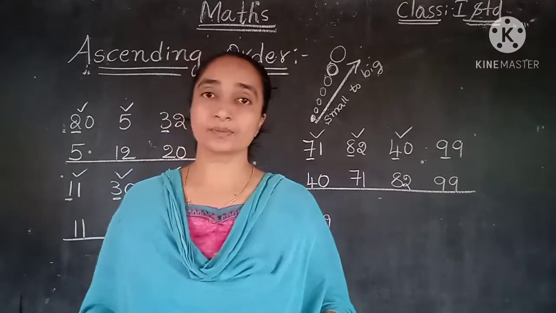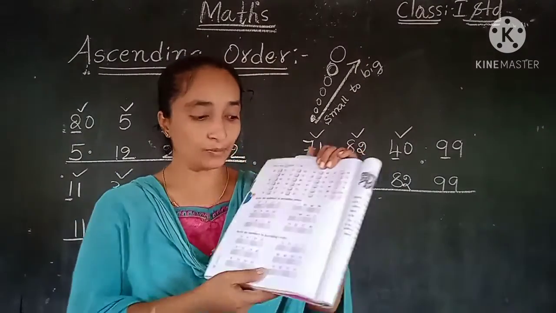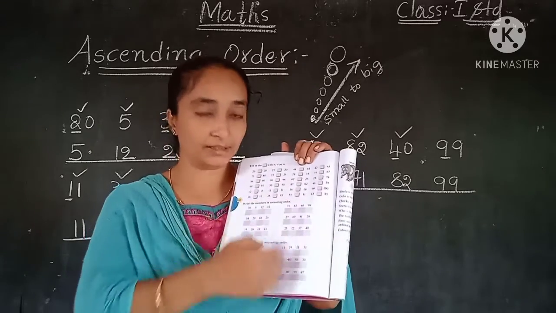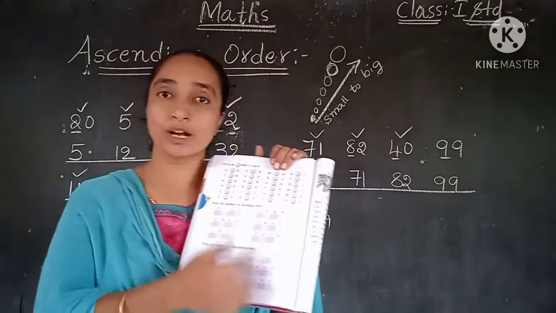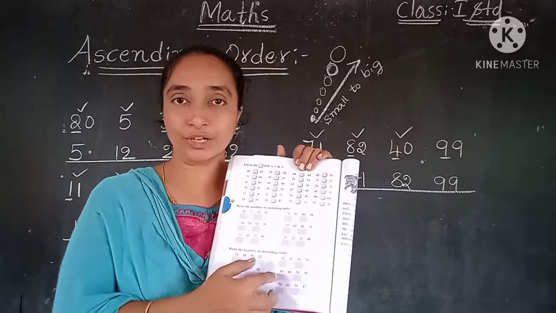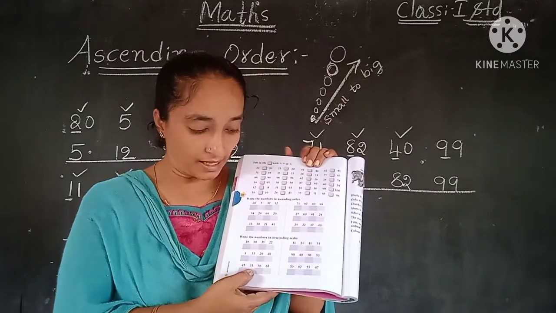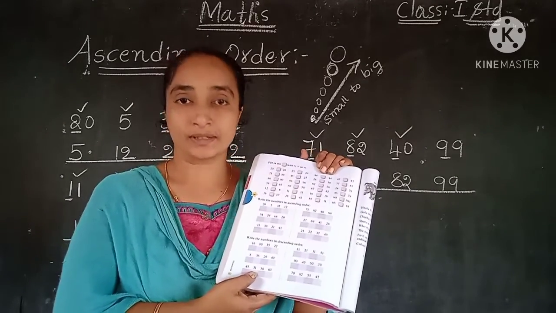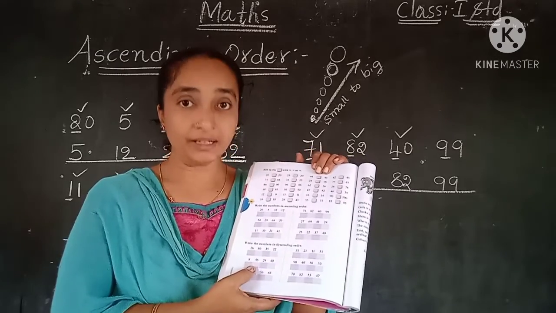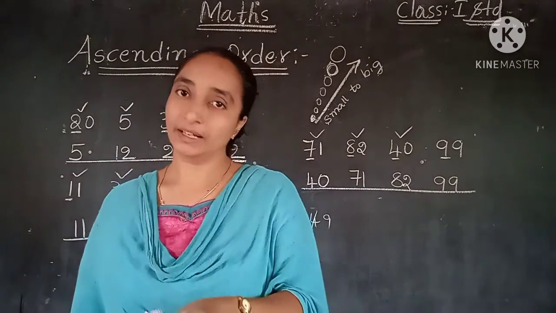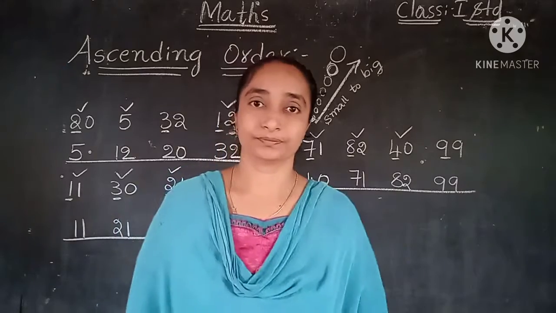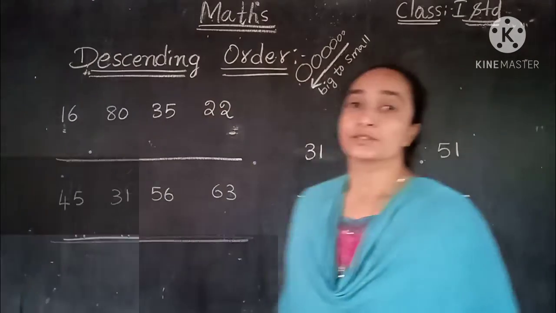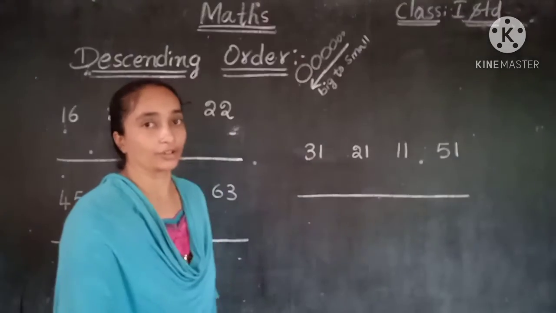So children, in our textbook we have some more examples. 3 I have done, and the remaining 3 you have to finish on your own. So you can do this, children. Now let us see the next one, that is, write the numbers in descending order. Let us see the descending order now.